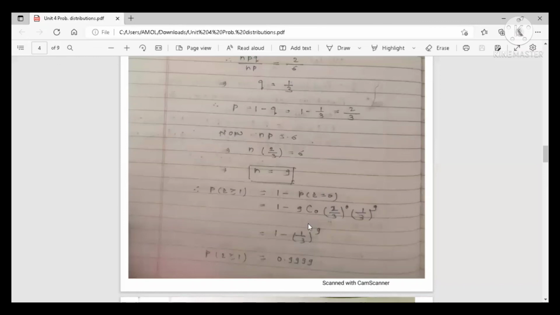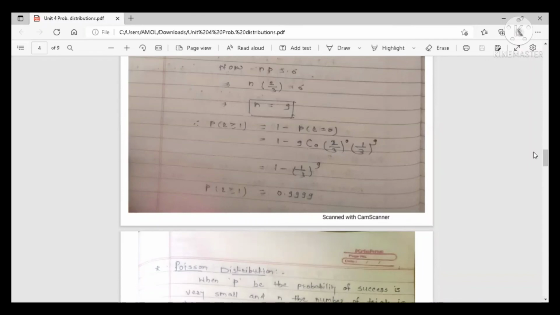So you calculate the value of this term: 9C0 is 1, 2 by 3 raised to 0 means 1, 1 by 3 raised to 9. 9 minus 0, its value is also 1. So the simplified term is there, 1 minus 1 by 3 raised to 9. And then you calculate the value of this probability of r greater than or equal to 1. It is 0.4 times 9. So this is your answer. This is the probability r greater than or equal to 1, 0.4 times 9.